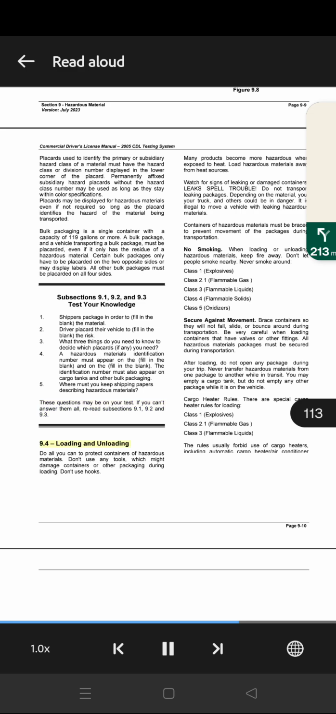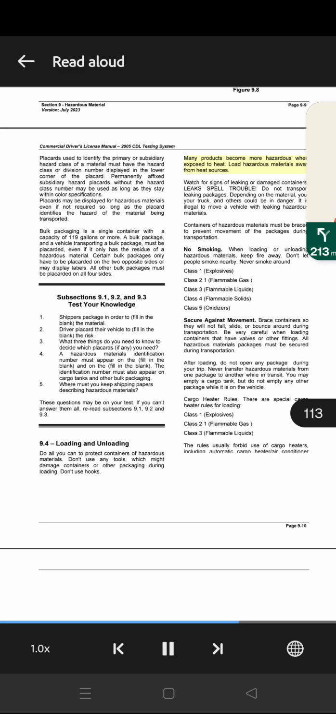9.4 Loading and unloading. Do all you can to protect containers of hazardous materials. Don't use any tools which might damage containers or other packaging during loading. Don't use hooks. 9.4.1 General loading requirements. Before loading or unloading, set the parking brake. Make sure the vehicle will not move.